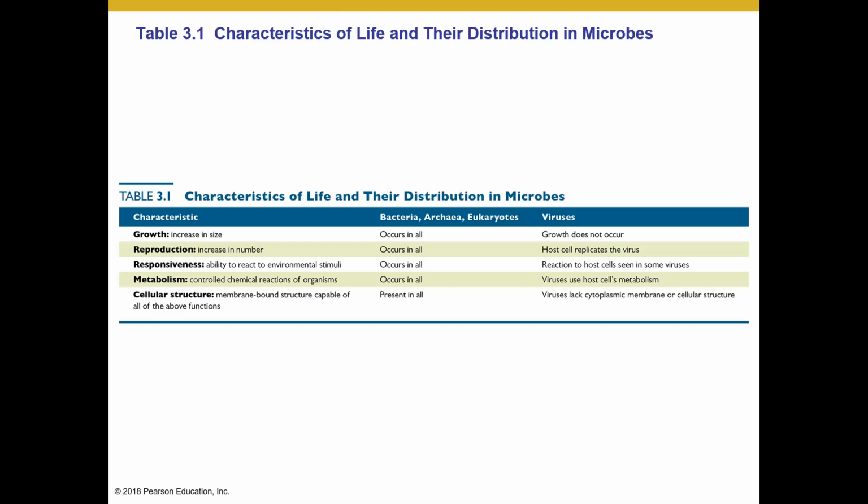Mini check. Quick question, why don't antibiotics work on viruses? Because viruses don't have their own metabolism or cell walls to target.